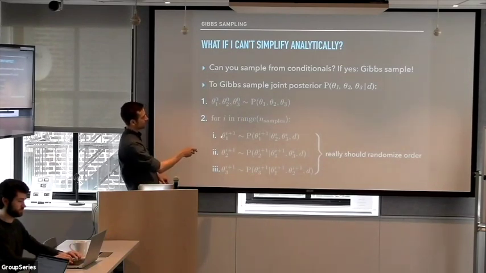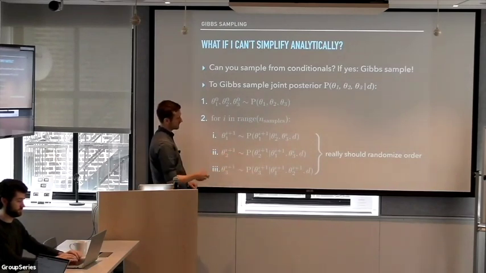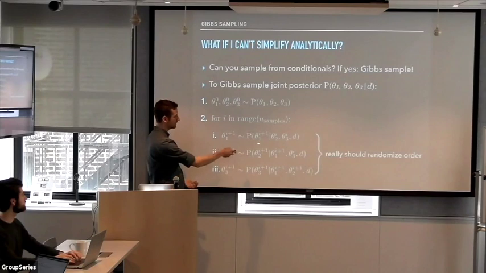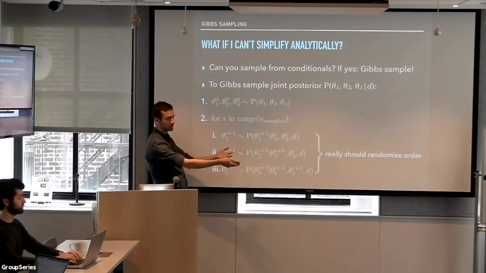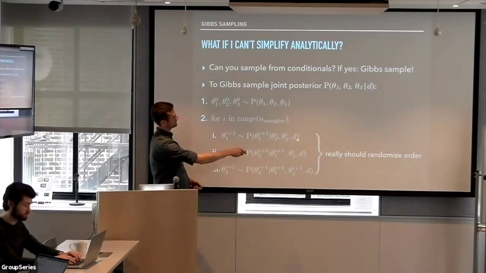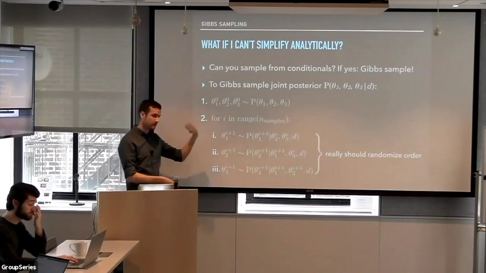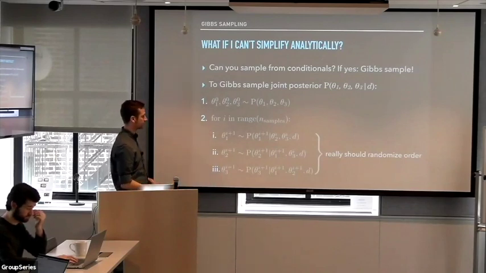And then you want to say, okay, for theta 1, I'm going to draw some new theta 1 from its conditional distribution. The conditional distribution is the probability of theta 1 given everything else in the model. So probability of theta 1 given theta 2, theta 3, and d. Okay? And then you just loop. Then you just kind of go over all of the variables of interest.